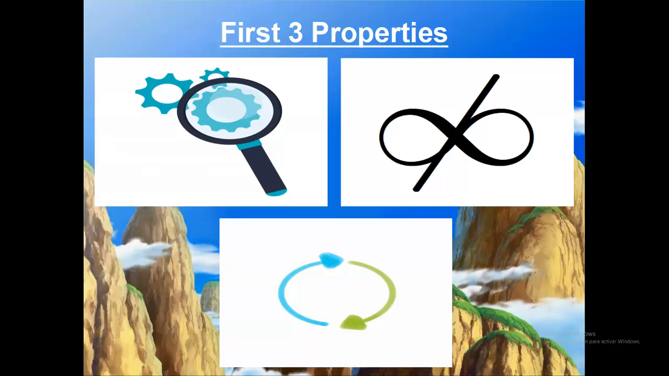In Dragon Ball, transformations also exist, and these have about 9 properties to be able to understand them. However, we will see them in 3 groups of 3 to make it easier. Looking from left to right and going down to the next line of images, the first group of properties tells us that they are: first, specific, second, finite, and third, reversible.